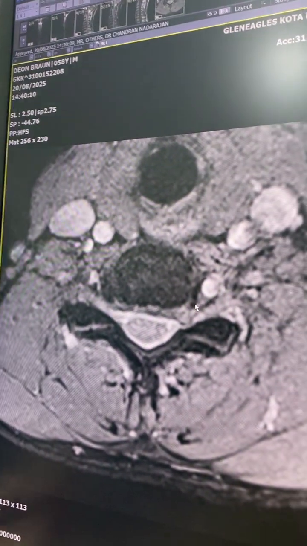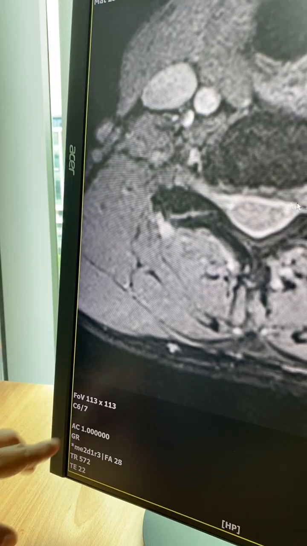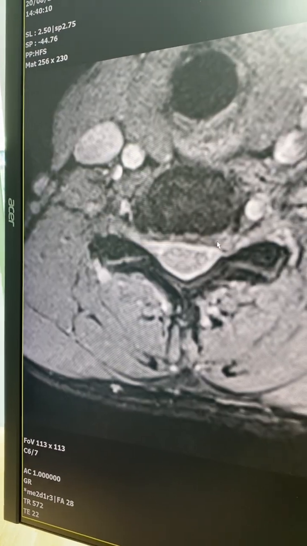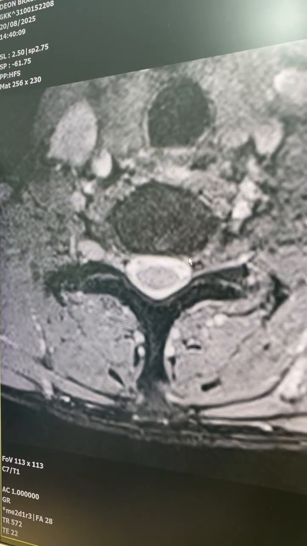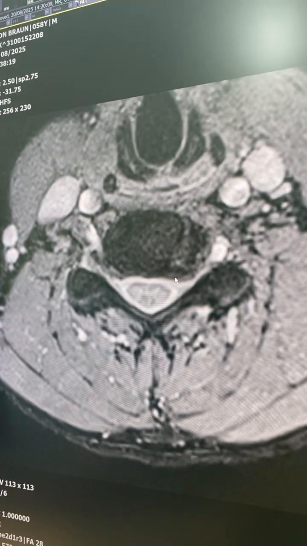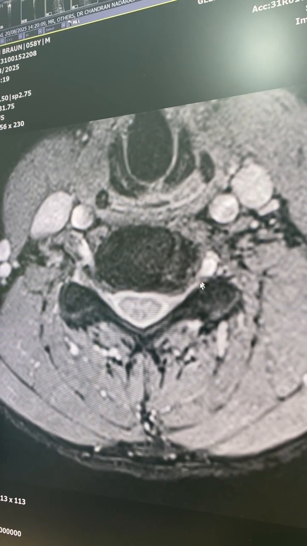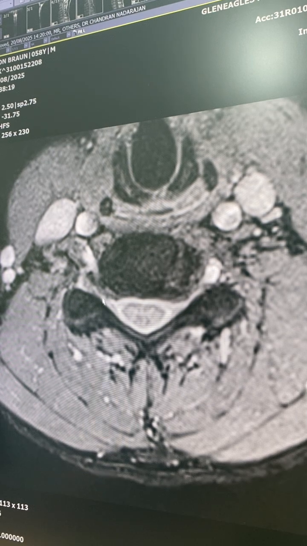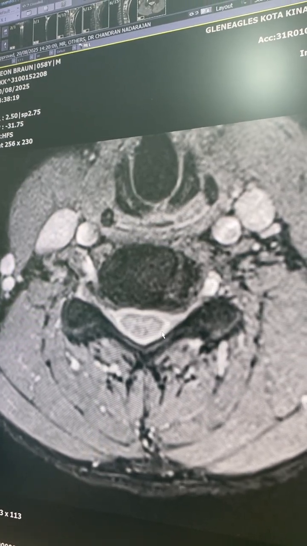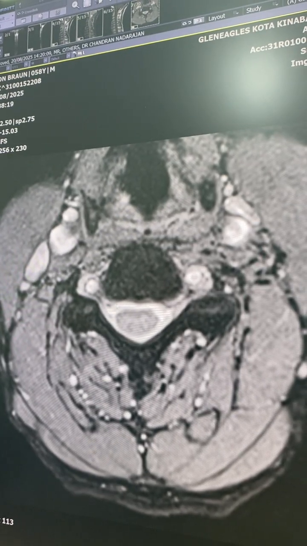So this is at C6 and C7. I can see that there's a disc here blocking the foramen. And also C5, C6, I think, is a bit tight. Okay, this is C5, C6. The exit foramen seems to be narrow. The exit foramen is definitely narrow compared to the ones higher up.